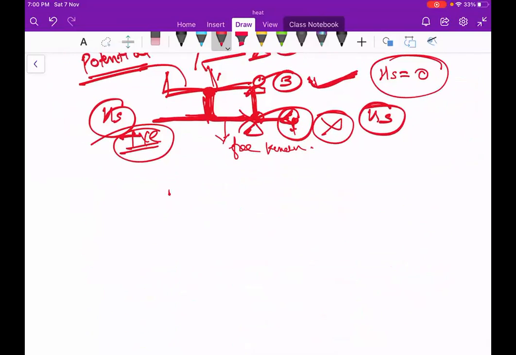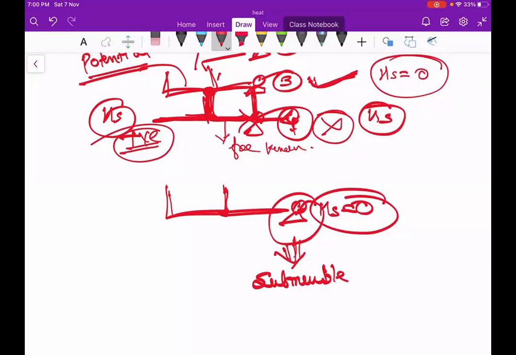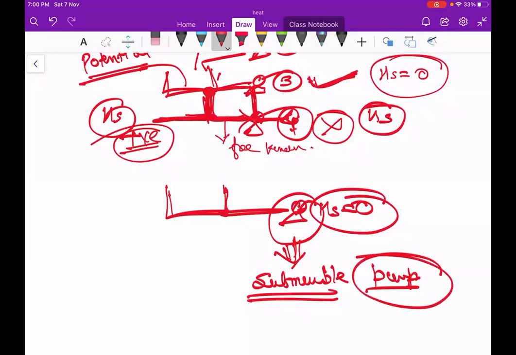So everyone got this? For this case the Hs is 0, because it is parallel to your storage tank. So that is the condition of a submersible pump. That is why they have a greater efficiency.